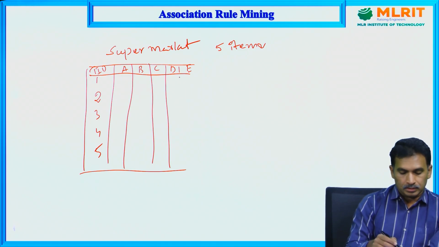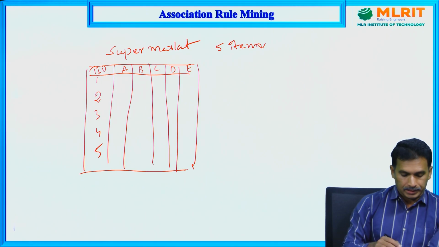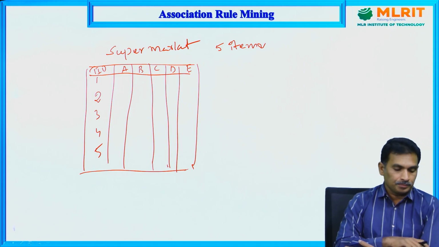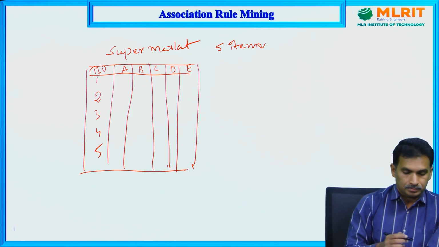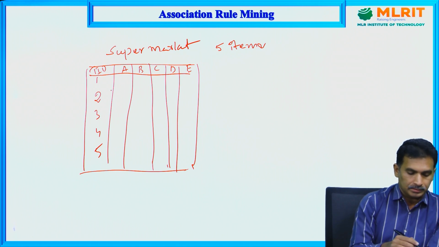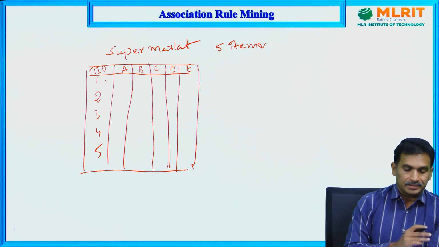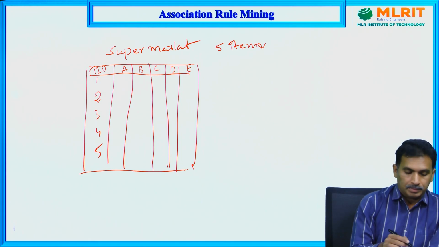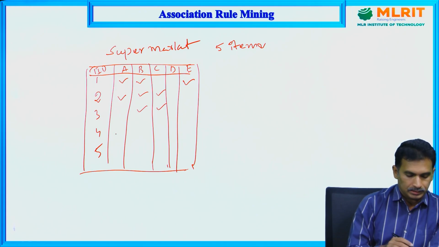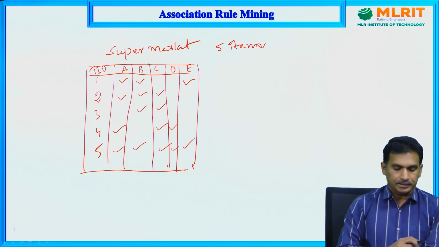And these 5 customers purchased the items, not all the common items. Let us say I represent the items purchased like this. The first customer, that is transaction ID 1, purchased the items A, B and E. Similarly, customer 2 purchased A, C, D. The third customer purchased B, C. The fourth customer purchased B, C, D. And the fifth customer purchased almost all the items.